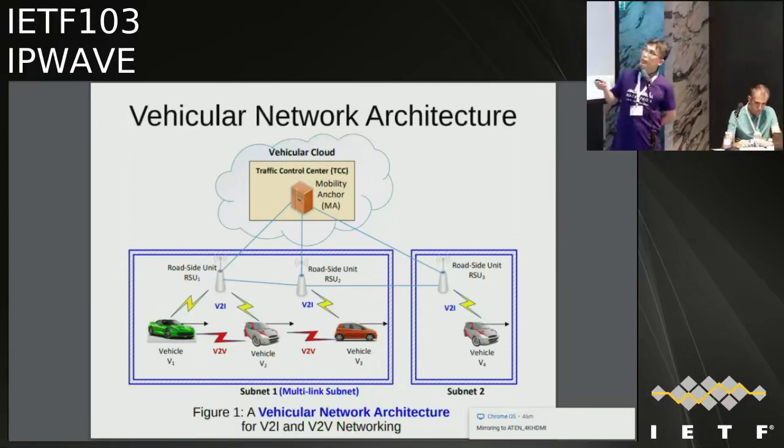So we try to take advantage of the position of the RSU and the trajectory of a vehicle, because a vehicle can be equipped with a GPS navigator. So the vehicle can recognize its position, speed, and direction, and that information is periodically reported to the RSU. And the RSU can share that information with the neighbor RSU. Also, it can report to the mobility anchor. So the mobility anchor is a kind of controller governing mobility management. So I think this is a new link model.